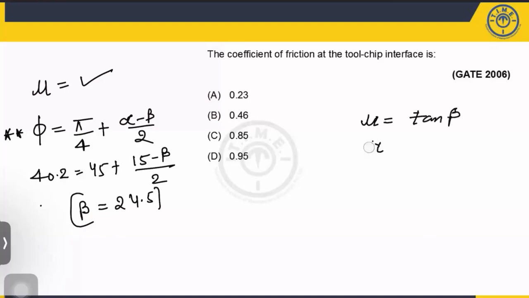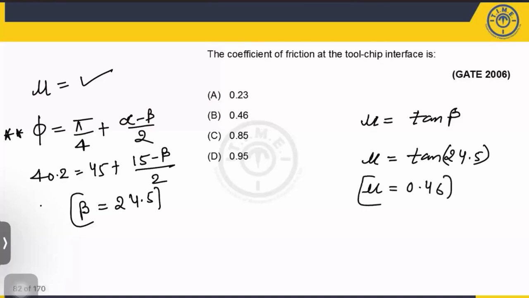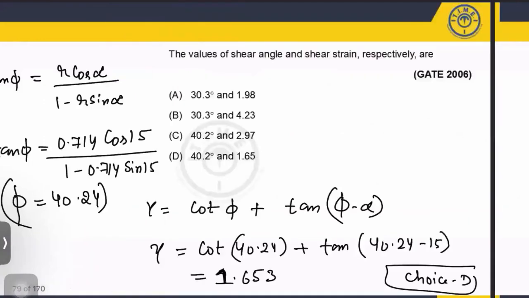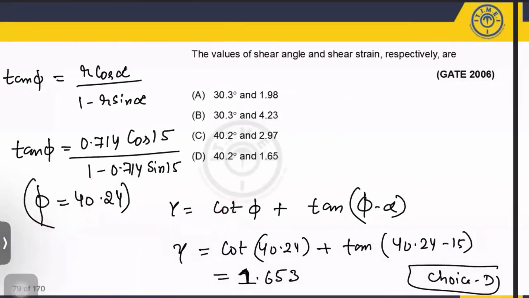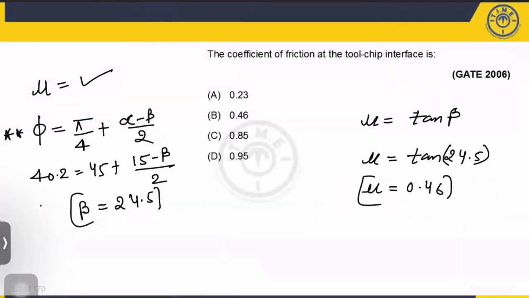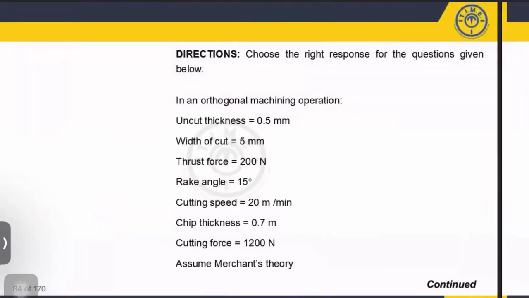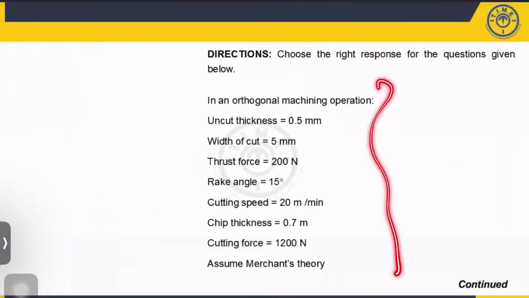So, the coefficient of friction, just one second. The coefficient of friction is tan of 24.5. Once you solve, then you will get 0.46. Okay. The same problem, you have calculated the shear angle, you have calculated the shear strain. So you have calculated the friction angle as well as the coefficient of friction. Now, the next one is the same data I am taking.